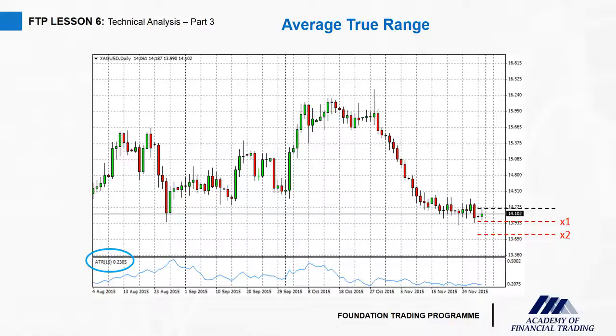Now don't worry if this average true range sounds a little bit too heavy or you're not quite sure why we're using it.